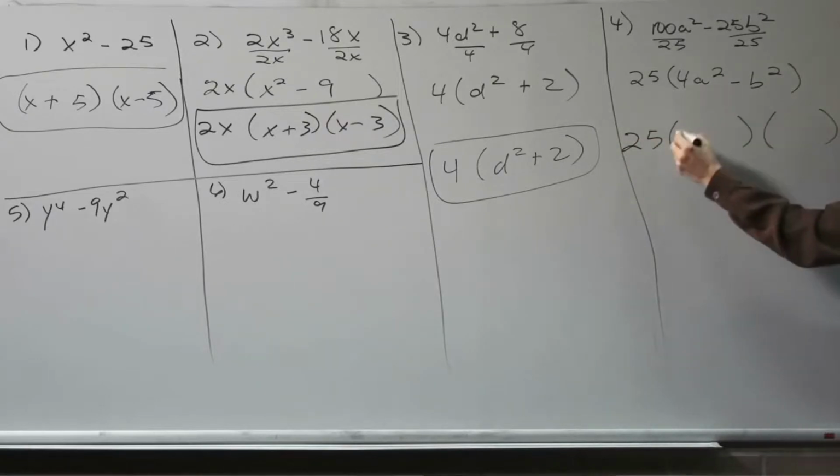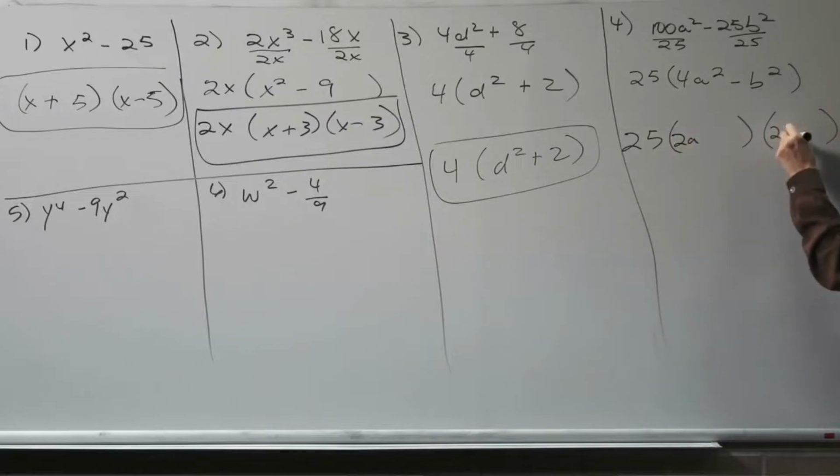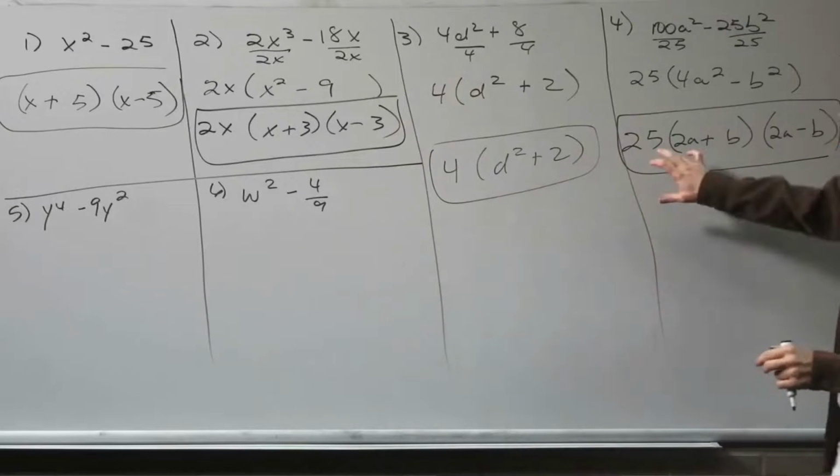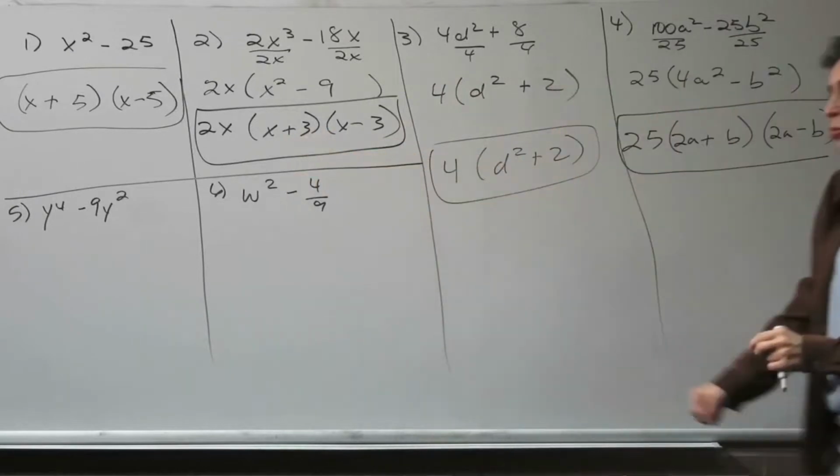What times itself is 4a squared? It's 2a and 2a. B squared is b times b, 1 plus, 1 minus, and those are linear. You are done. So that takes care of those 4. We have 2 more left. So far we're good. A lot of these had GCFs. Some just numbers, some numbers and letters. So that was pretty cool.